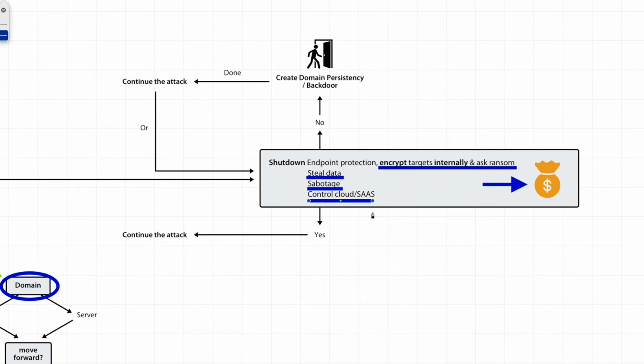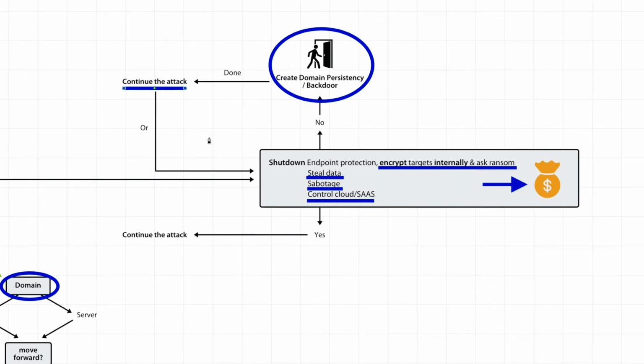The other, not so obvious reason is to create a backdoor, mainly in the way of corporate domain persistence. So if something goes wrong, we will still be able to go back to the environment and continue the attack.